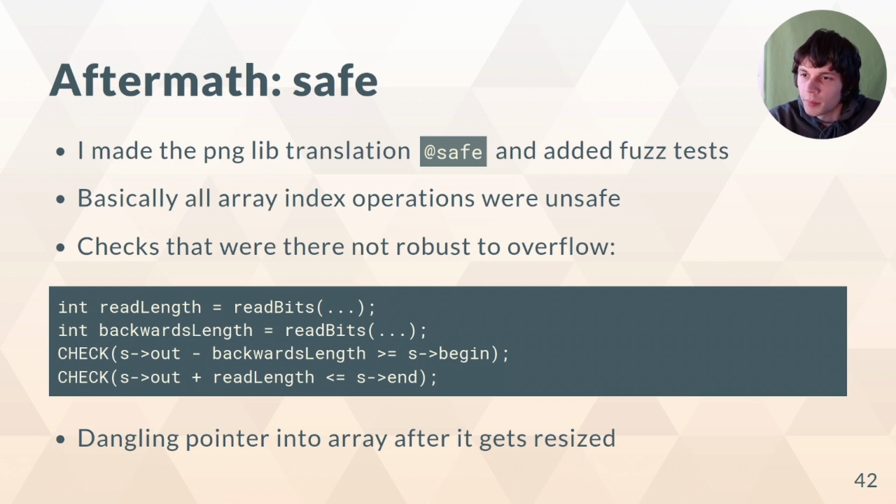And guess what? Basically all array index operations were unchecked and unsafe in the original C code. And the checks that were there were using pointer math, which was not robust to overflow, so the checks were insufficient. There was also a case of a pointer pointing into an array, which would become a dangling pointer once the array gets resized, which is a classic problem. And all of this teaches something that we already know. C is not memory safe, and the translation of this library made me experience that firsthand.